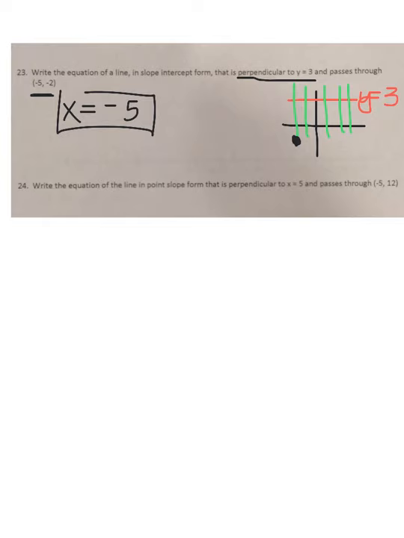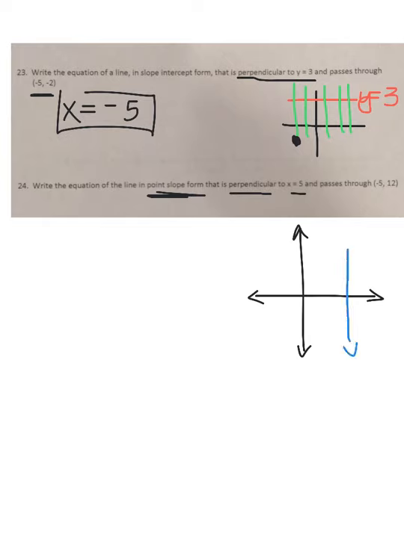Okay, last one, number 24. Write the equation of the line in point slope form of a line that's perpendicular to x equals 5. So here's my x and y axis. So then I know that x equals 5 is maybe out there, let's just say. And we want a line that's perpendicular to it, and it passes through this point.